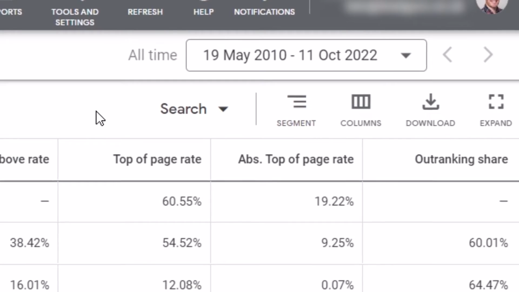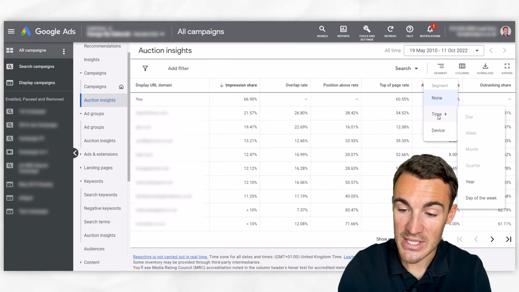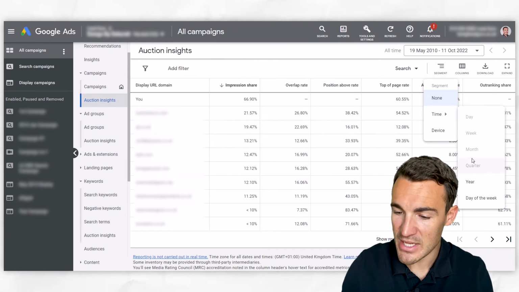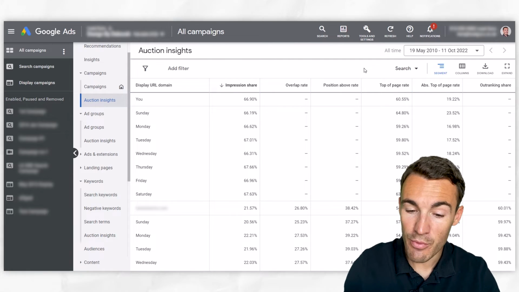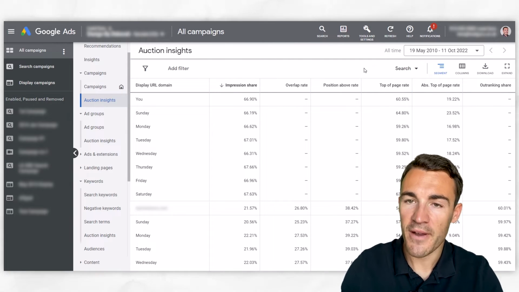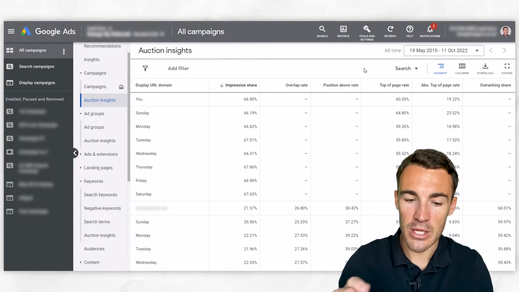Something else I wanna show you, and that's this segment section. So if I go ahead and click on this, we'll talk about both options. The first is time. So if I go ahead and select time, you can see I've got some grayed out options here, but what I can do is select day of the week. And this could be really interesting because what you might find here is that certain competitors are doing things differently on different days of the week.